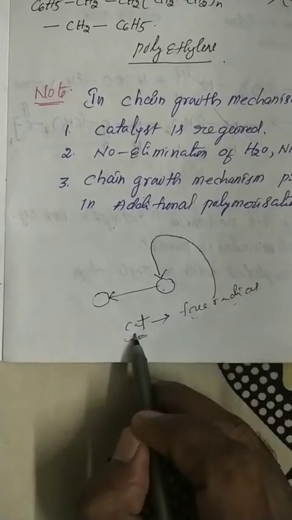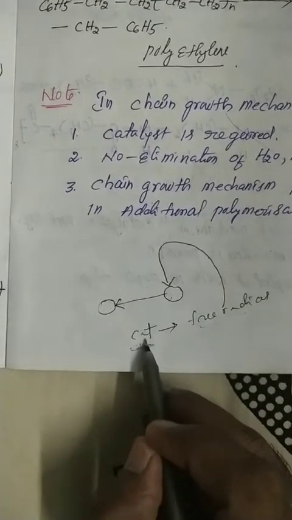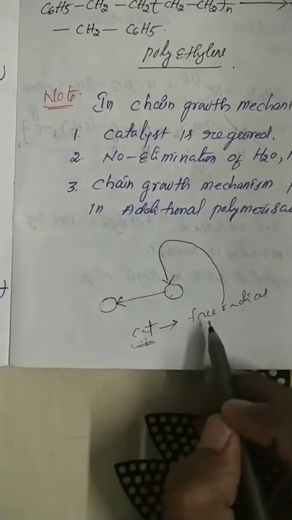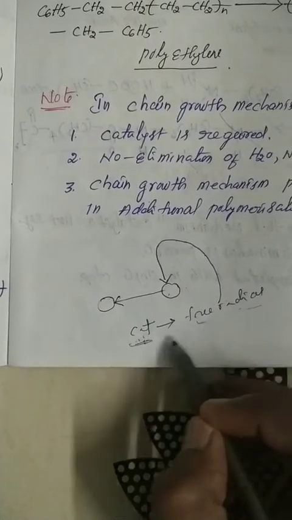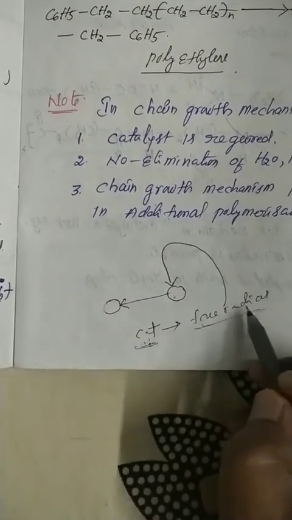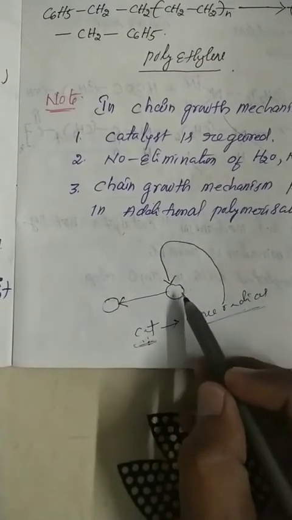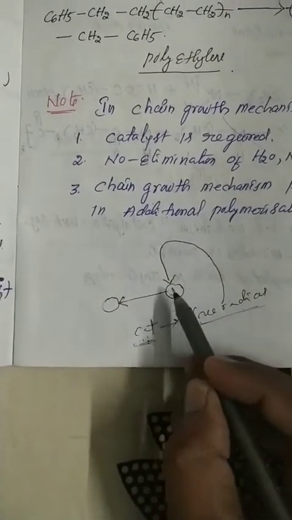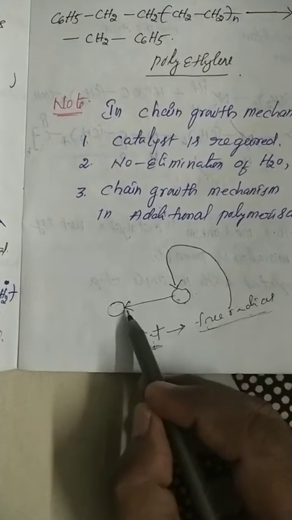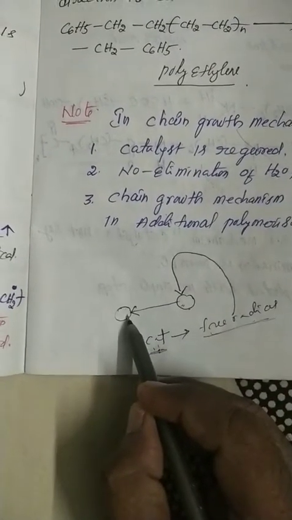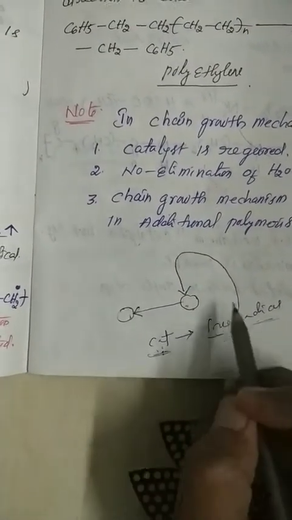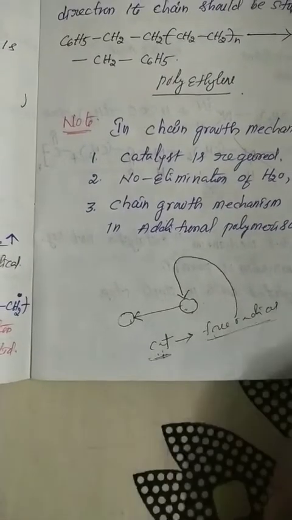What is the function of the catalyst in this process? First, the catalysts are converted into free radicals. These free radicals attack the monomers. Hence, these monomers are directly bonded with one more monomer. This entire concept I will show with an equation.